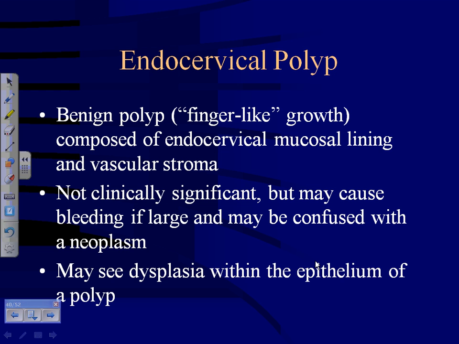They are really not very significant, but they can cause bleeding if they get large. So generally when a patient shows up for a GYN exam and they see a polyp either in the os or on the external cervix, they're going to biopsy it to keep it from getting larger and causing bleeding. The key for us is making sure there's nothing neoplastic associated with it, because tumors can have a polypoid configuration as well. So we have to make sure that the lining epithelium is normal.